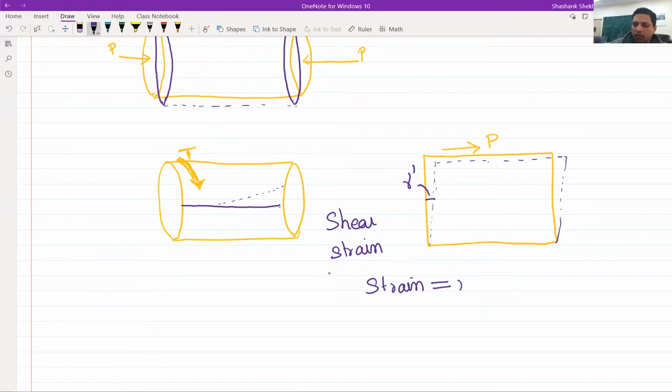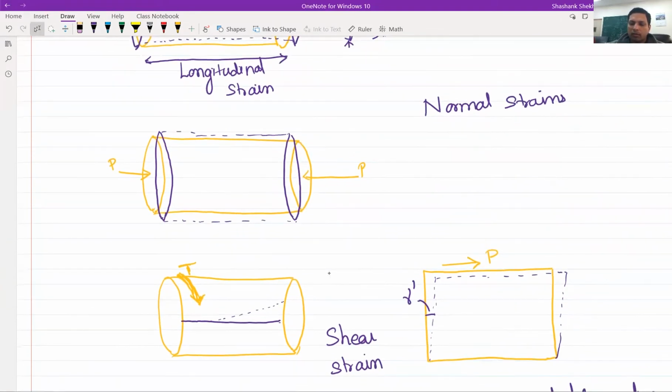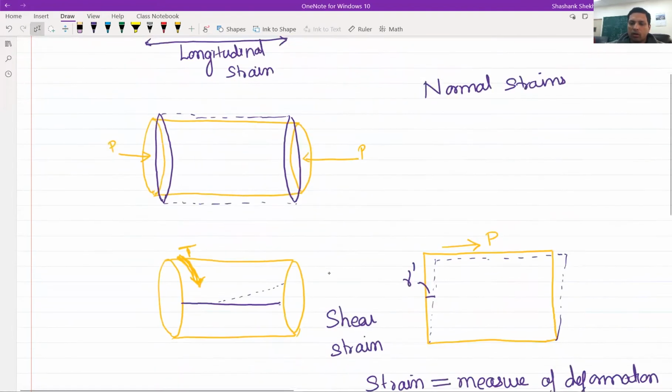It is a measure of deformation. So we have seen that there can be two types of strains, the normal strain and the shear strain. And shear strain is acting in the plane where the stress is being applied, similar to what we had as the shear stress. And usually it is given by the angle, and normal strain is basically just the elongation or compression.